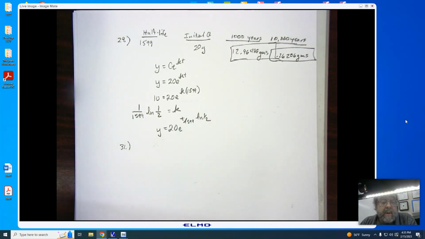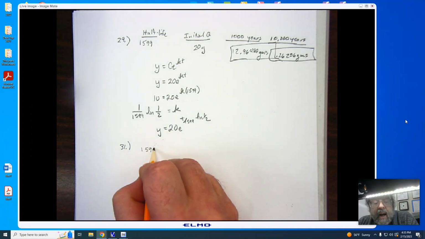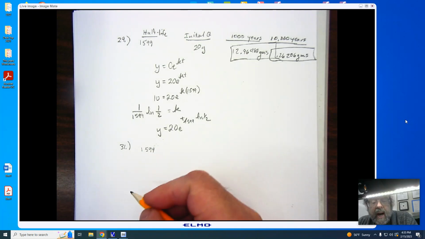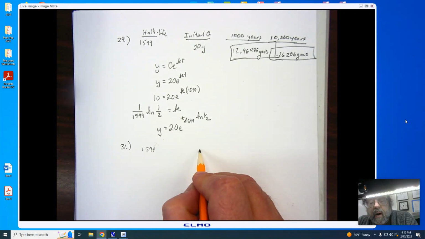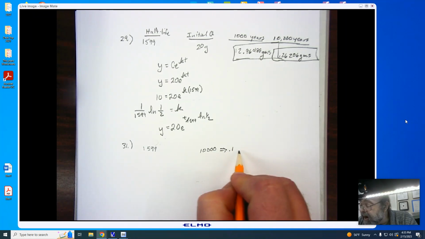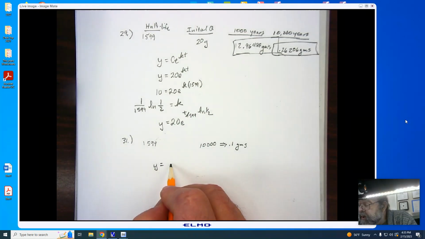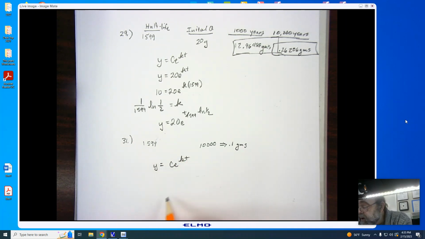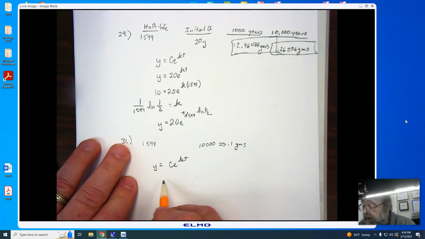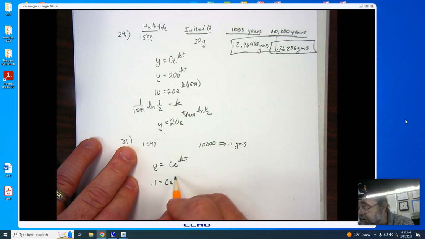Number 31. Now keep in mind, they're all doing the same thing. We still have the half-life of 1,599 years. We know that after 10,000 years, I have 0.1 grams. So that's what I'm going to have to work with. So we have y equal to Ce to the kt power. We know that we're looking at an unknown amount, but we have 0.1. And we know that we had Ce to the 10,000k.